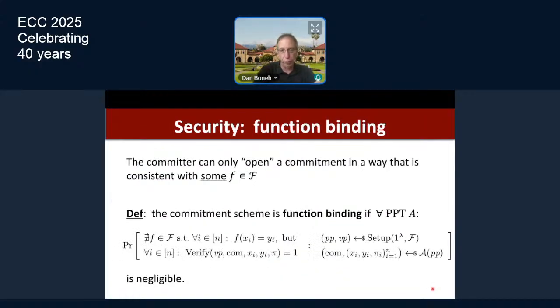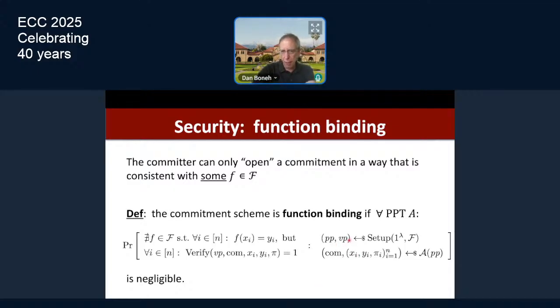Of course, we have to define security more precisely, and the idea behind the security definition is to say that the committer can only open the commitment in a way that's consistent with some function f in the family. So here is the definition in a bit more detail. Let's just walk through it. It'll just take 10 seconds.